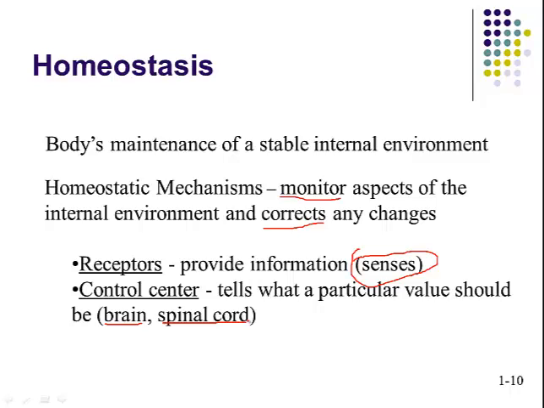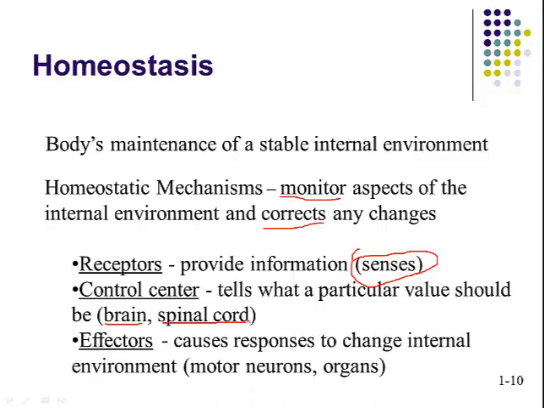But the control center knows what the set point should be, knows what temperature you should be. So the receptors are providing information telling the control center we're at this temperature. The control center will decide if that's okay or not. If it's not, then effectors are going to come into play, and they're going to cause a response. They're going to make something happen to change the internal environment to get you back to the homeostasis level that you need to be at. So, easy one to think about is if you're cold, your control center, your brain picks up on that, and the effectors are your muscles that are going to actually make you start to shiver, and that brings your temperature back up.